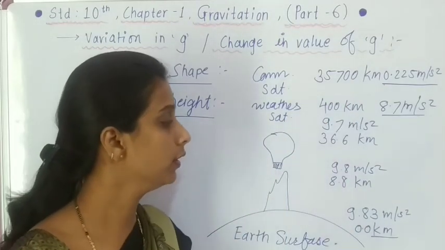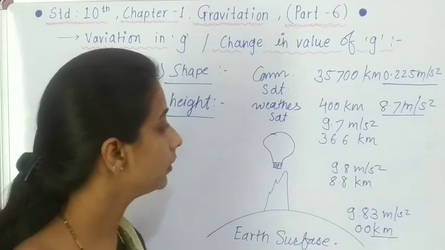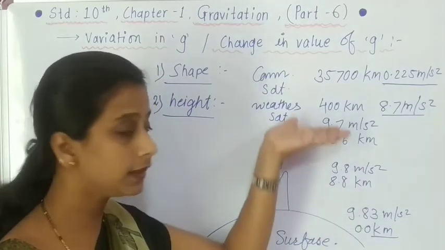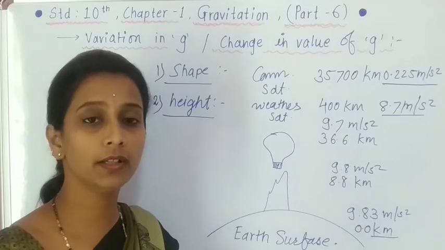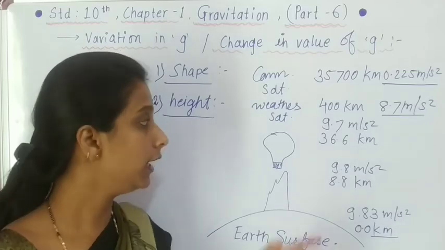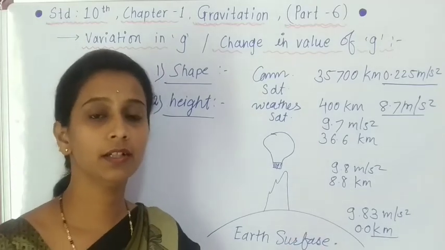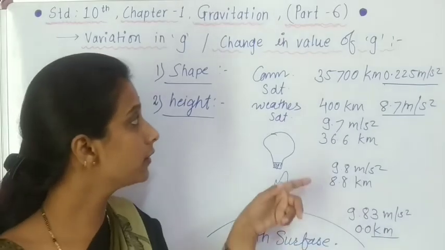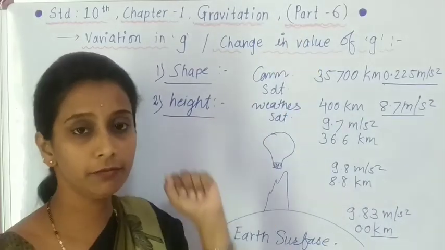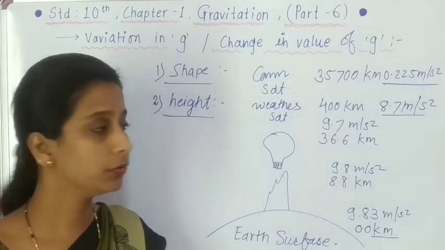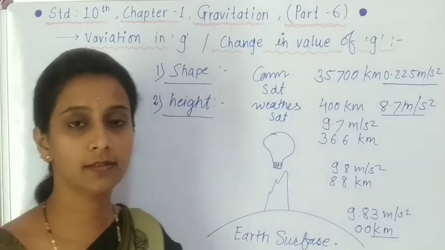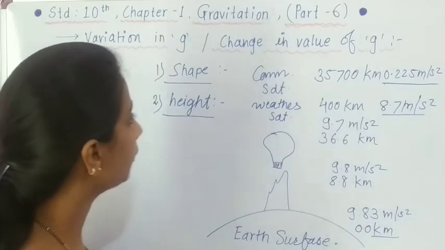35,700 kilometers. So what we observe here is, as the height increases, the value of g decreases. So again the height above earth and the value of g are in inverse proportion. Remember this, if we are going to infinity, at that place the value of g will be 0. So in this way the value of g changes according to height above the earth.